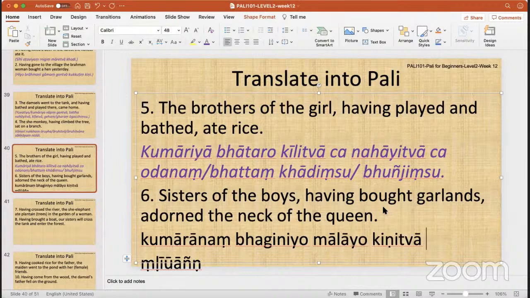Adorn the neck of the queen. Neck of the queen. Which comes first? Of the queen comes first. Okay. Now you know. So what is the word for queen? Rajiniya Givam. Rajiniya Givam. Okay.